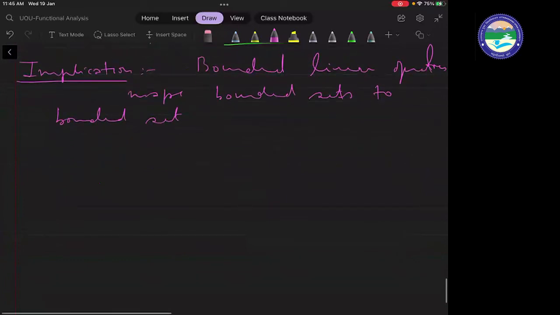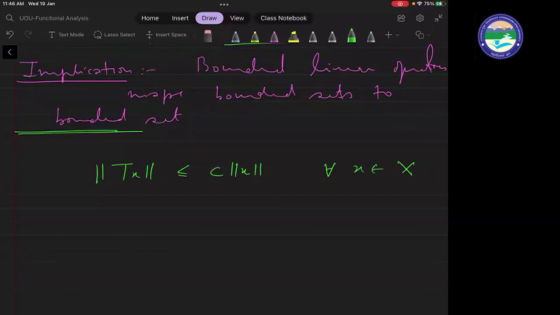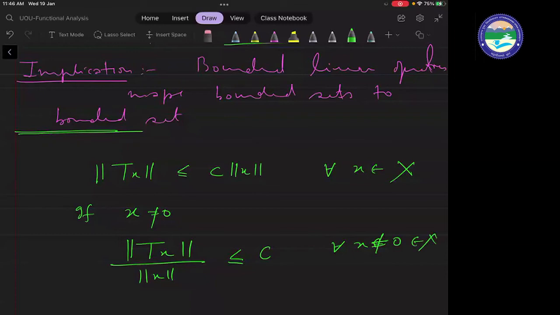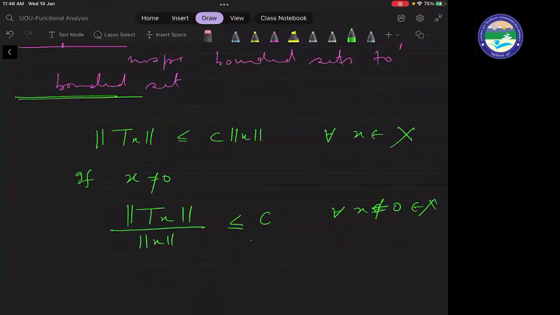Then you see, we can also define the norm of an operator. So here what you have: norm Tx is less than or equal to C norm x for all x in X. For a bounded operator, we have this thing. This C is fixed for all x. This is a fixed non-negative number. So here is a question. If x is non-zero, give me the smallest C which satisfies this for all non-zero x in X. Find the least number C which satisfies this thing.